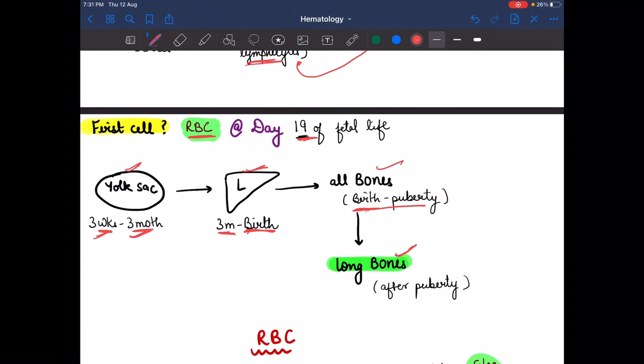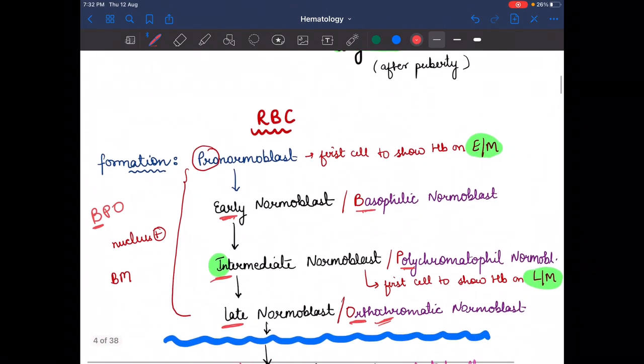Until 3 months before birth, they are present in the liver. After birth till puberty, they are present in all bones, and after puberty they are present only in the long bones. So this was the RBC cycle. Now, red blood cells, how are they formed?